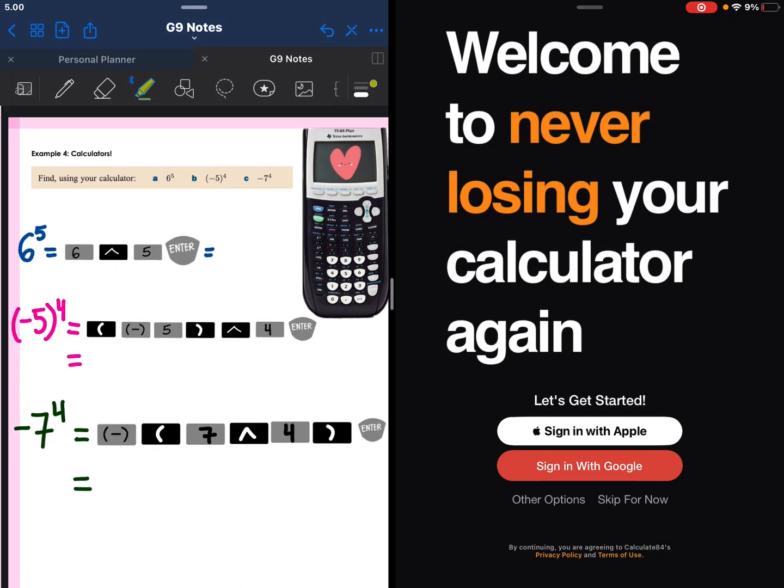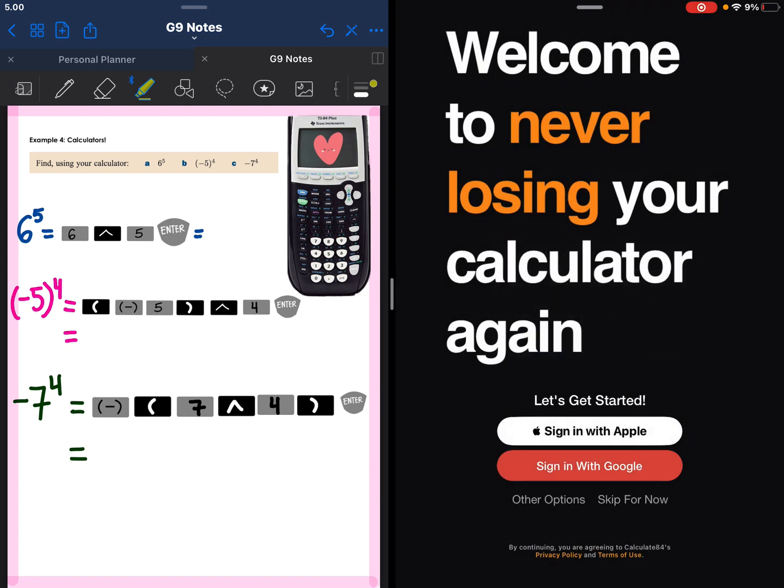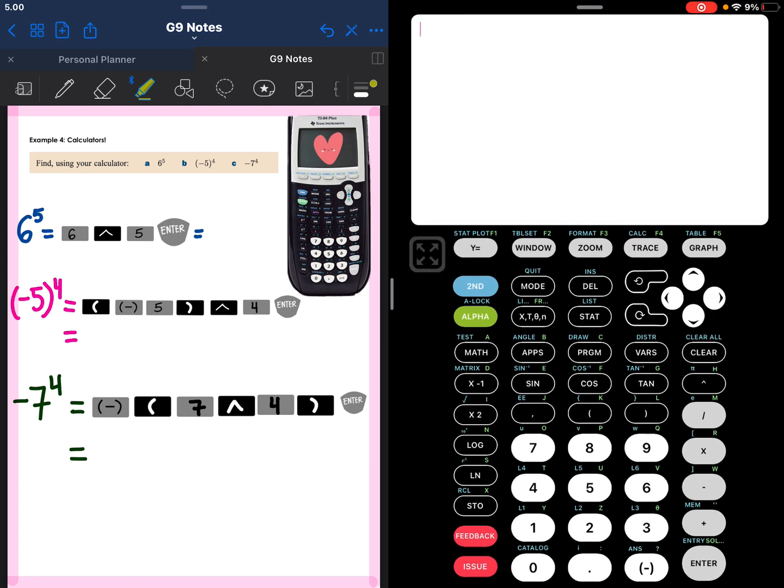Okay. So on the screen here, I'm going to help you guys out on how to find these answers. Okay, let's start with 6 to the power of 5. That's easy. So what you do is press 6 and then the caret top. The caret top is below the button clear. So caret top, and then you press 5, and then you press enter. Enter is on the bottom right hand corner.